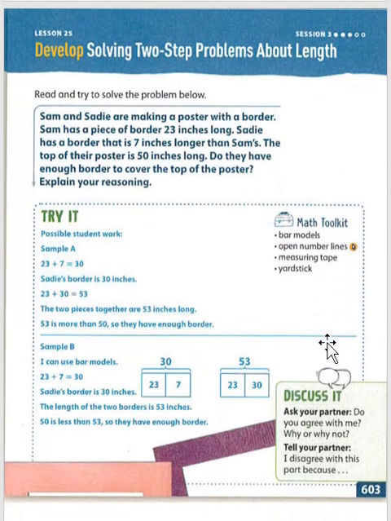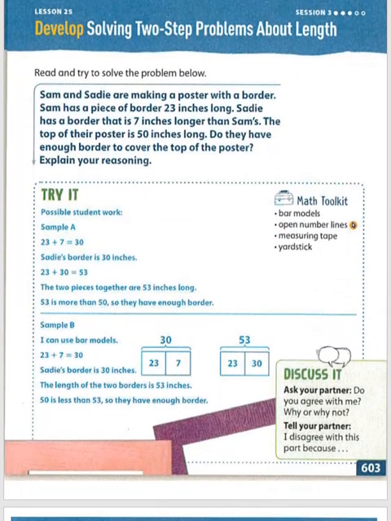Okay, we're on the next one. Solving two-step problems about length. Sam and Sadie are making a poster with a border. Sam has a piece of a border that's 23 inches long. Sadie has a border that's 7 inches longer than Sam's. The top of their poster is 50 inches long. Do they have enough border to cover the top of the poster?